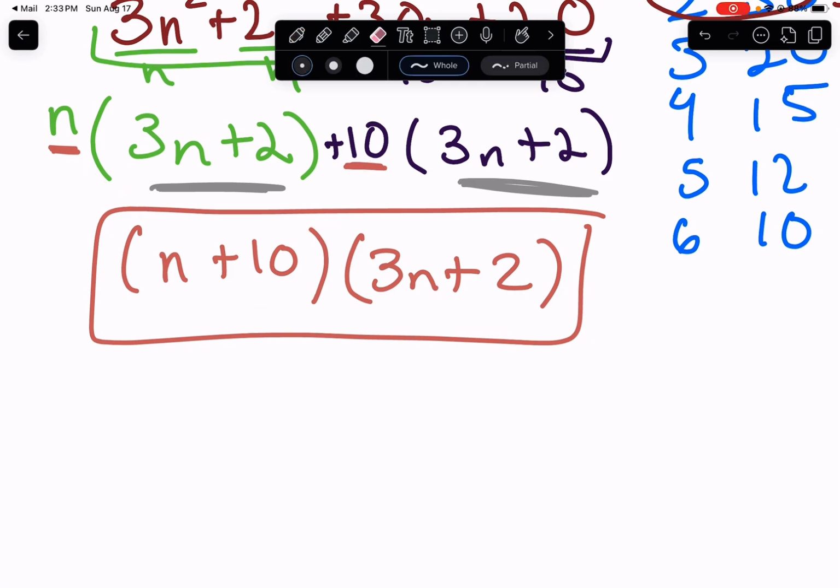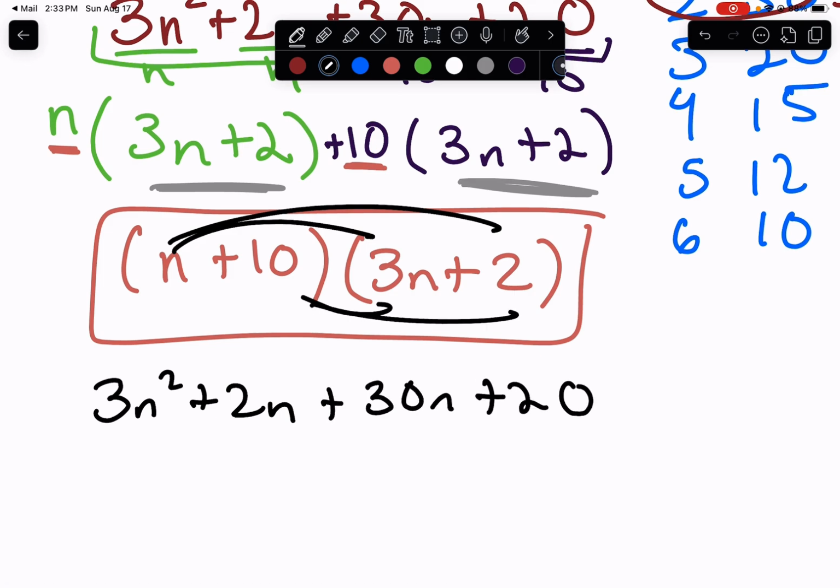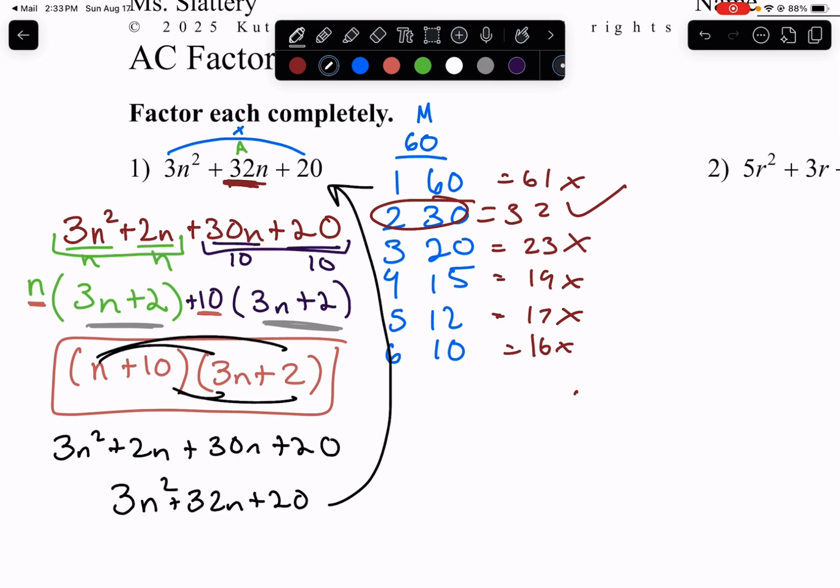Now, one nifty thing about this is you can always check your answer. This is my answer. And if I wanted to check it, I could go and FOIL this out. I distribute the n, I get 3n squared plus 2n. I distribute the 10, I get plus 30n plus 20. I combine my like terms and I get 3n squared plus 32n plus 20, which matches what I started with. So this tells me that I did do it correctly. So keep in mind with these factoring problems, you can always just check yourself.